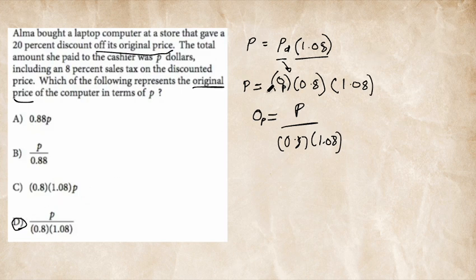So the pitfall here is to make sure you don't just pick the first option that matches, because it's easy to see this and see it matches. But note that you're being asked for the original price, so you need to solve for the original price, and that's why the answer is D.